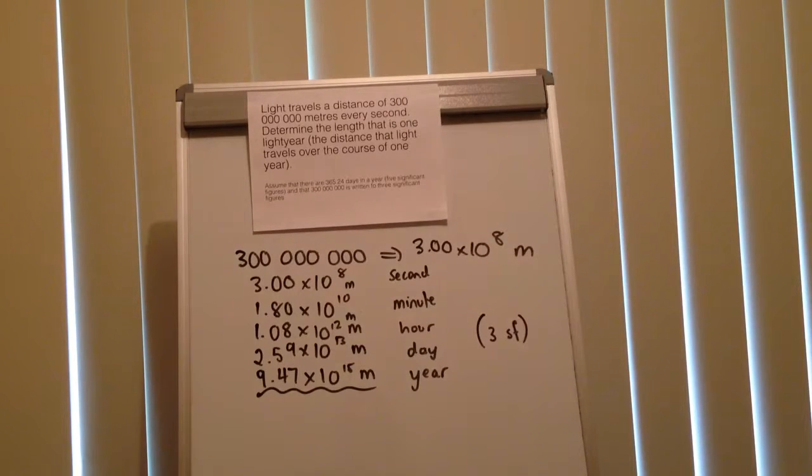And that is to 3 significant figures, like all the calculations on the board, because in the question we were told that that 300 million value was to 3SF, and we can only be as precise as our least precise measurement.